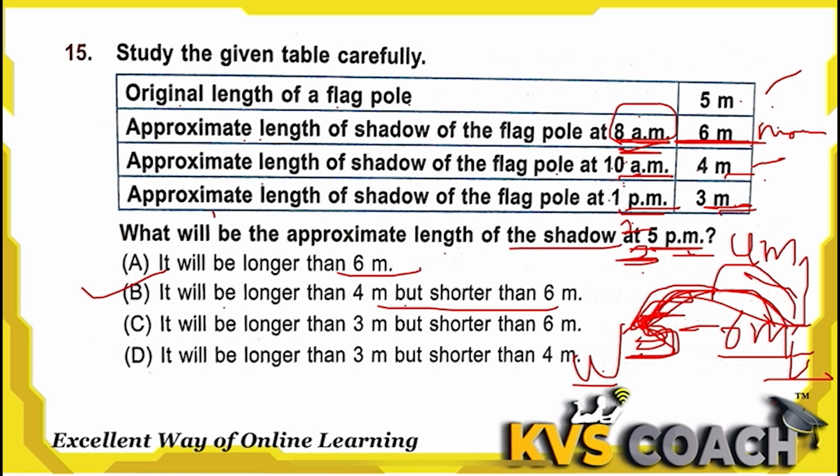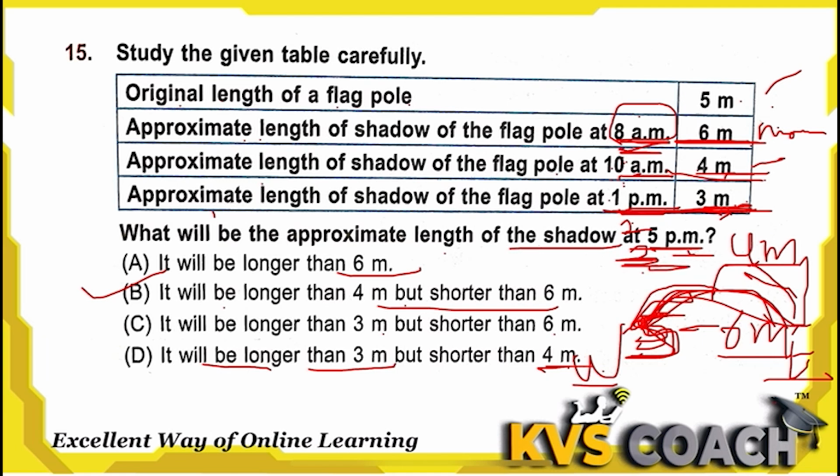Will it be longer than 3 meter but shorter than 6? No, longer than 3 is not right, because it is the mid noon time. It will be longer than 4 meter, not 3. Will it be longer than 3 meter but shorter than 4 meter? Wrong, absolutely wrong. Here at 10 a.m. it is 4, so at 3 it will be 4 meter.